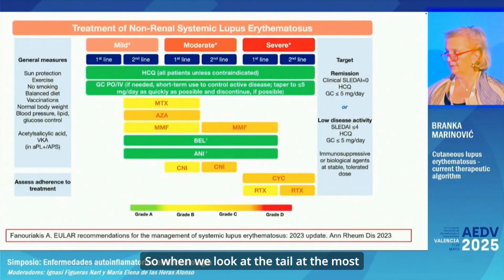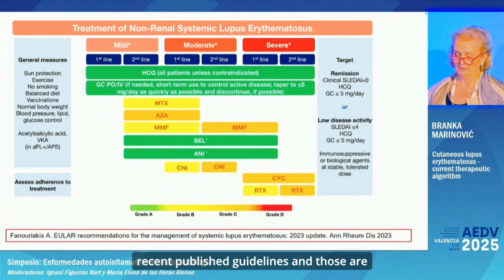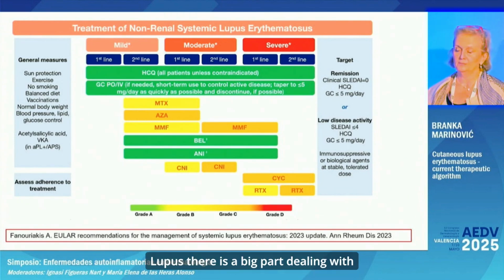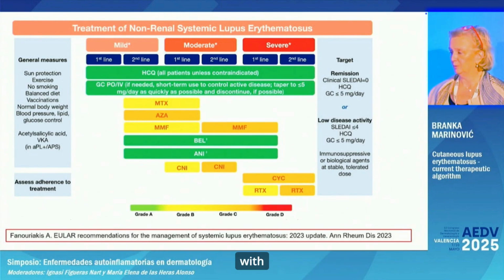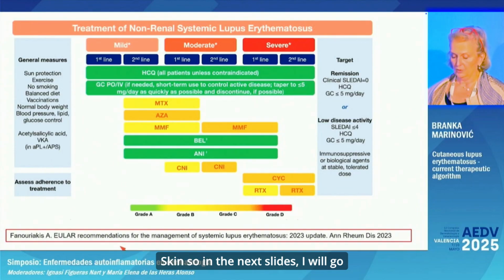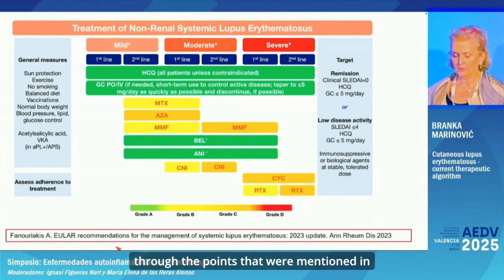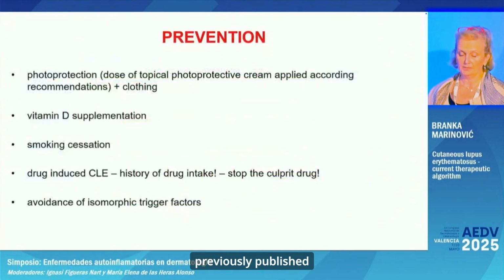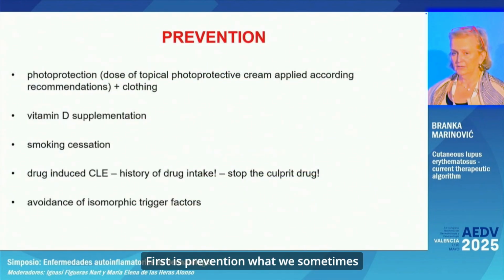So when we look at the most recent published guidelines, and those are EULAR guidelines, which are for treatment of non-renal systemic lupus, there is a big part dealing with the skin. So in the next slides, I will go through the points that were mentioned in those guidelines as well as some previously published. First is prevention.